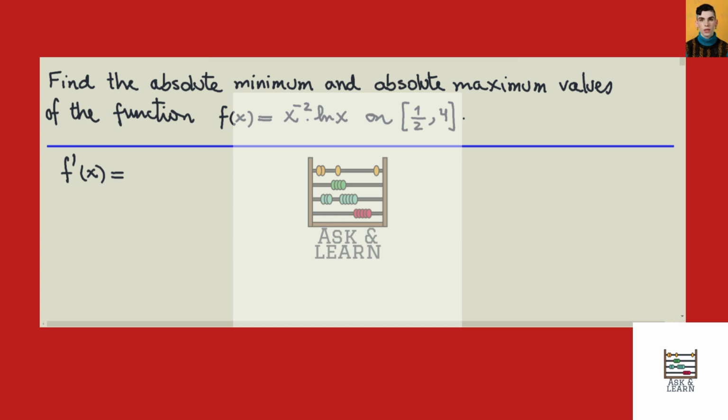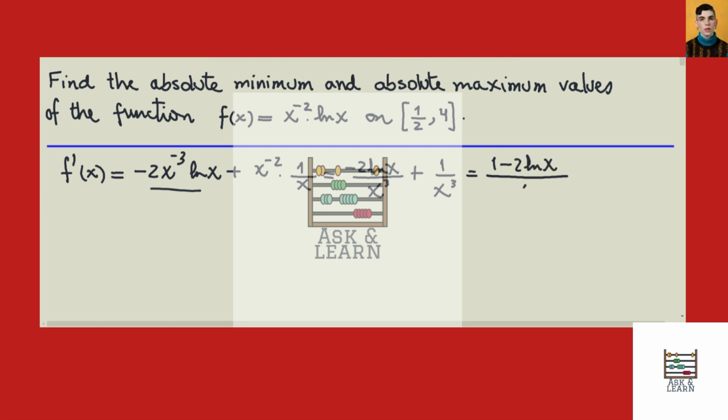So we get the derivative of x to the negative 2 is negative 2x to the negative 3 times the natural logarithm of x, plus x to the negative 2 times the derivative of natural logarithm of x, which is 1 over x. So we get negative 2 natural logarithm of x over x cubed as the first term, plus 1 over x cubed, and that becomes 1 minus 2 natural logarithm of x over x cubed.